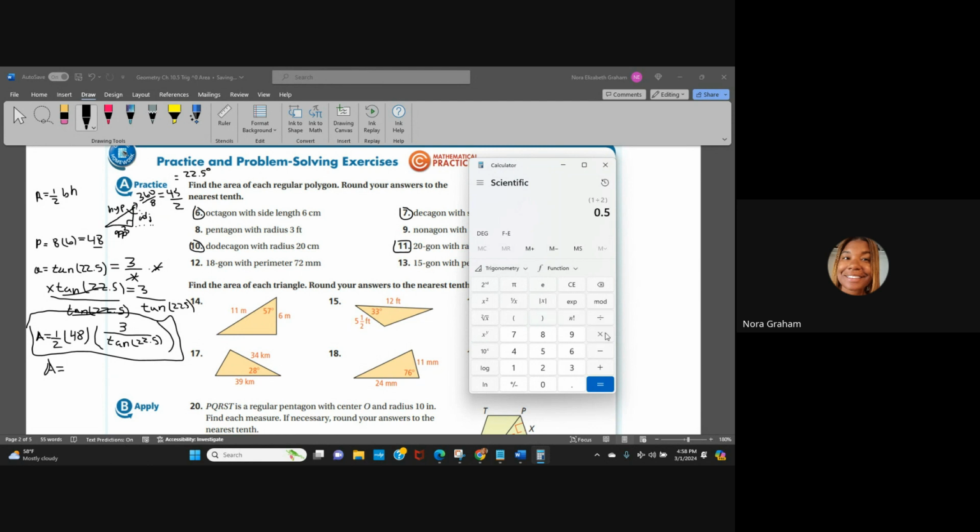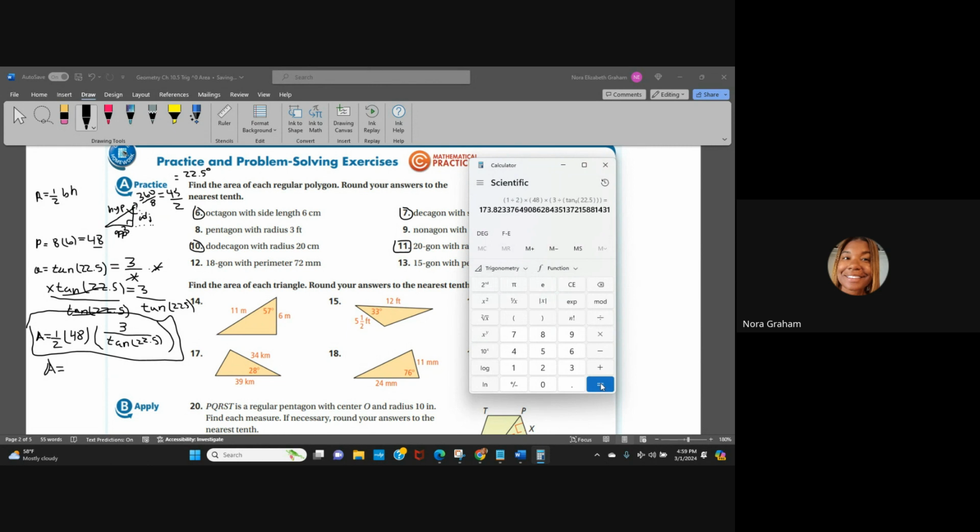So 1/2, 0.5 times 48 times, now here gets the tricky part. I'm going to do 3 divided by, and then I put in parentheses, my 22.5 tan. Okay. And then equals. Perfect. And if you have to plug it into your calculator differently, that's okay.